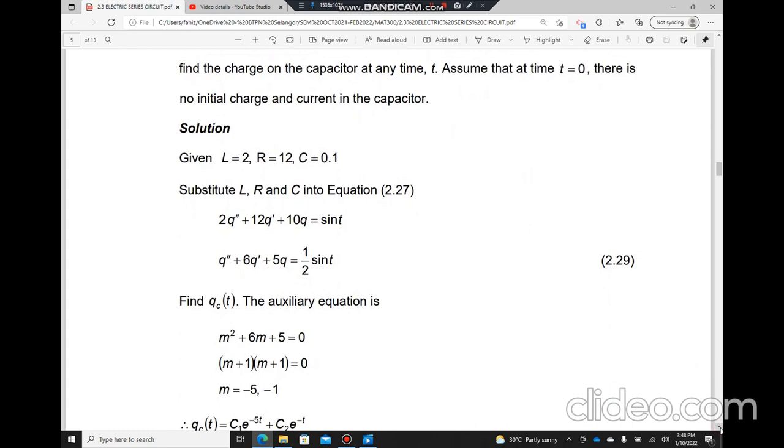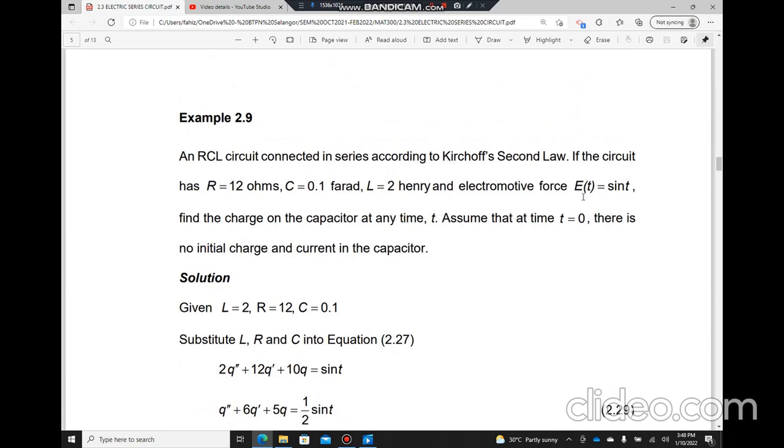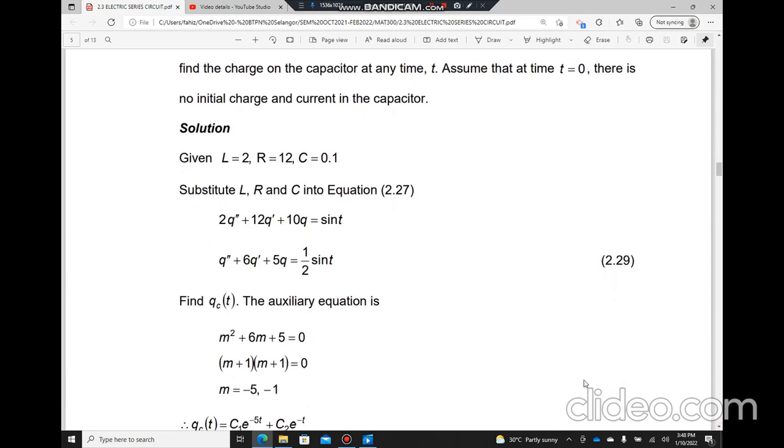Okay, so here you get given L equals to 2, R equals to 12 and C equals to 0.1. Okay, substitute into equation 2.27. Okay, then dia equals to sin t. Kan? Sebab dia bagi E(t) equals to sin t. Okay, so sebelah kanan ada sin t and then after we simplify, we get Q double prime plus 6Q prime plus 5Q equals to 1 over 2 sin t. So ingat variable sekarang kita dah guna Q untuk charge. Kalau sebelum ni displacement kita guna x.